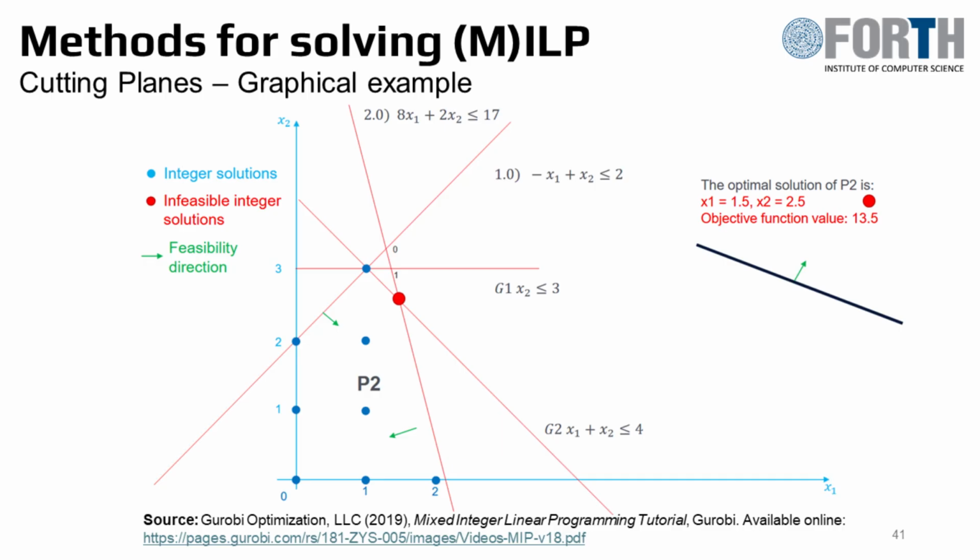Since the new LP solution is still fractional, we repeat the process. A second cut, labeled G2, is introduced. Again, this cut removes a portion of the feasible region that contains the current fractional optimum. The polygon shrinks further.